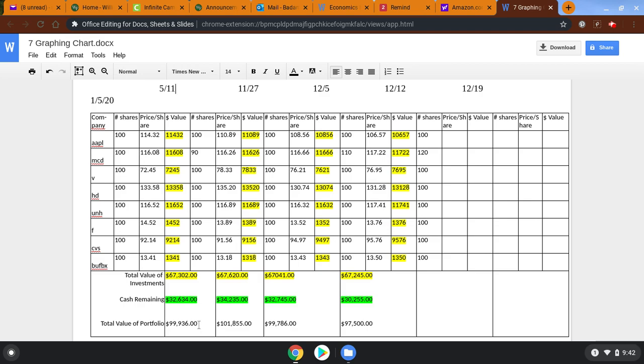Oh, notice down here it says $99,936. But wait a minute, I had $100,000. Why am I already short $64? Because I spent $64 in transaction fees. So for the first week, everybody's value should be $99,936. Okay, whatever your math is here, this plus whatever your cash is should add up to this. Then every week after that, it's going to change because the values of your investments are going to change.